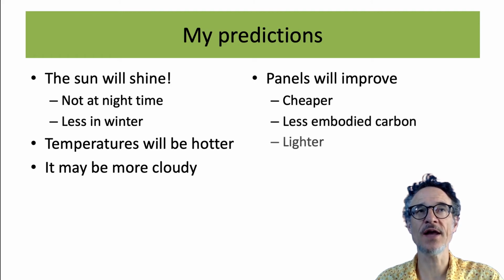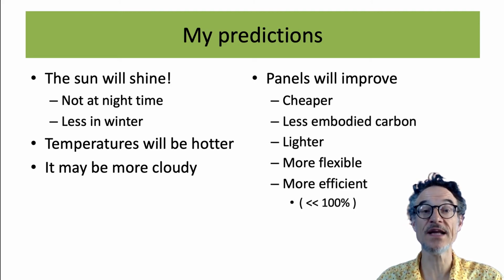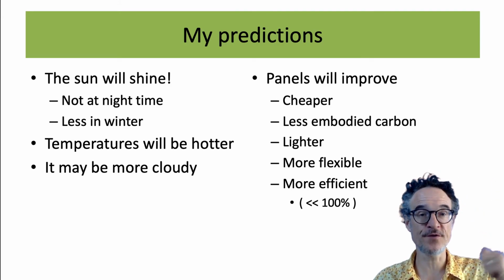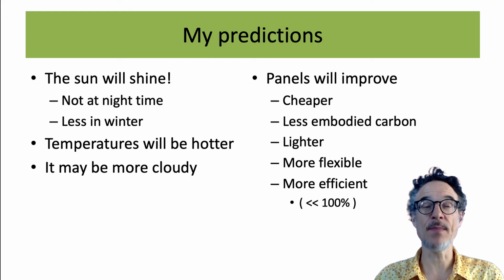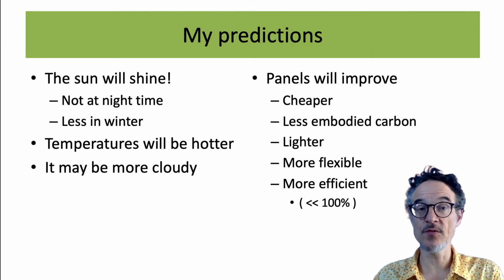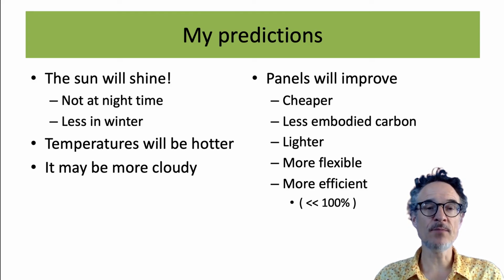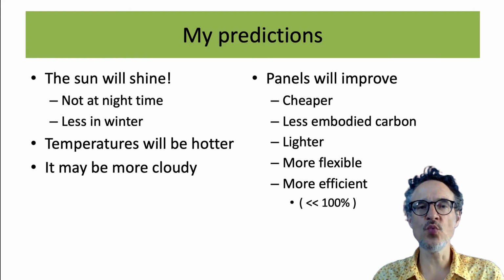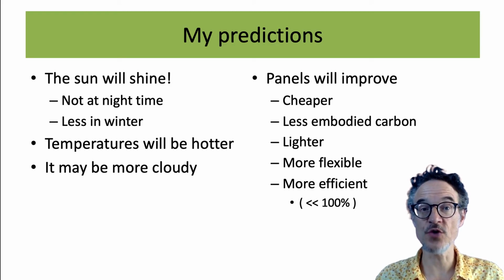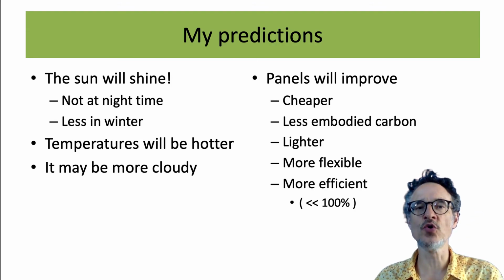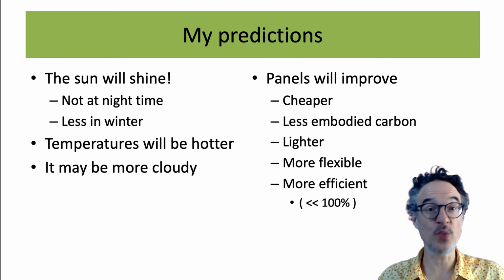The panels, on the other hand, I predict that panels will get cheaper. Their embodied carbon will get less, so they'll become more friendly to the environment as they are made. They'll probably become lighter, which may make them easier to install. They may become more flexible, both physically, so you may be able to bend panels, and also in where you can put panels. Right now, the roof is the best place to put panels. It may be easier to put them on walls or on other places, windows, for example.